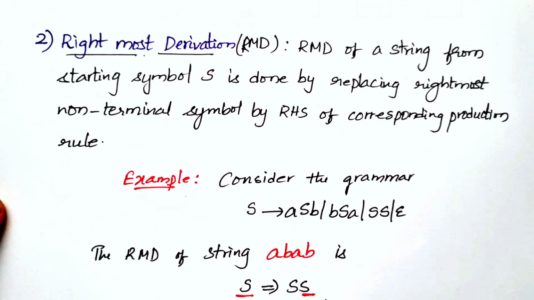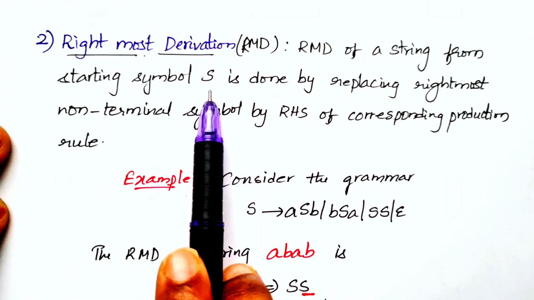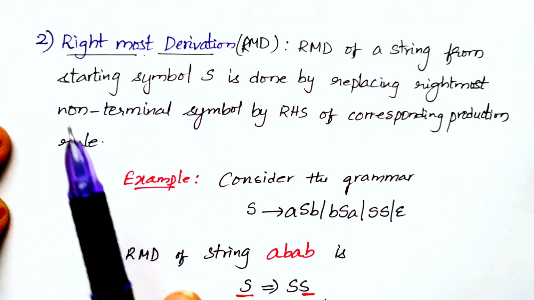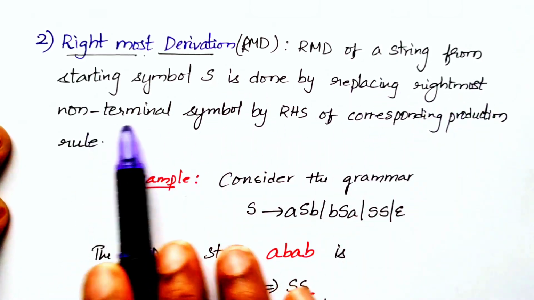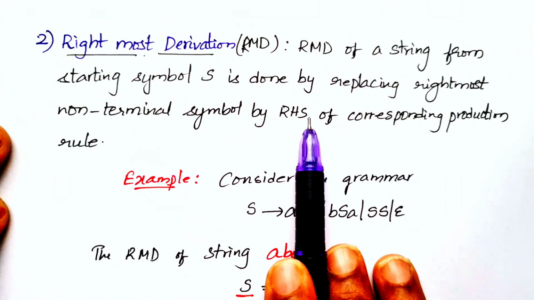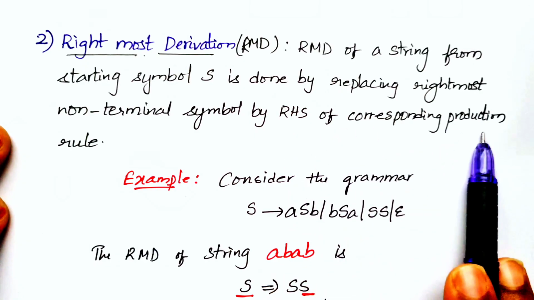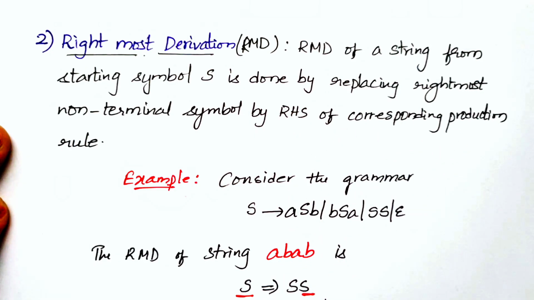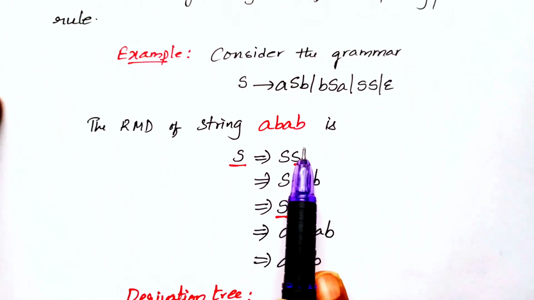Second one is rightmost derivation. You can call it as RMD. Coming to leftmost derivation, you can call it as LMD. Now, RMD of a string starts from the start symbol S. Similar to leftmost derivation, this will also start with the start symbol S. By replacing the rightmost non-terminal, you will replace it with the RHS of the corresponding production. See here, I am considering the same example and same string ABAB.